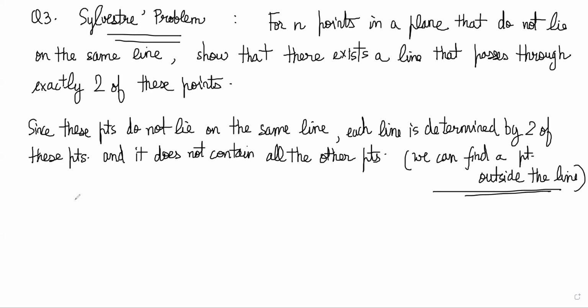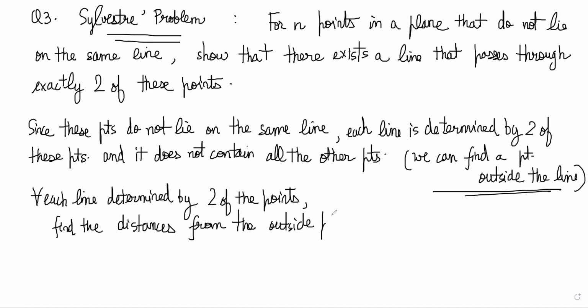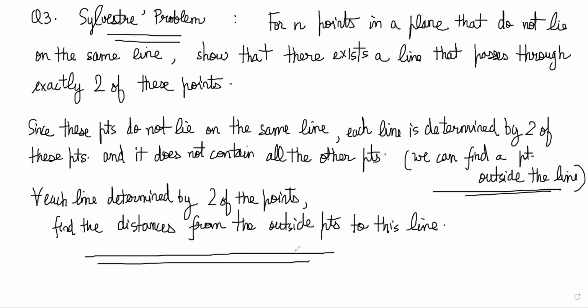So what we will do is, for each line determined by two of the points, find the distances from the outside points to this line. So this is the key step here. So I will explain with an example.